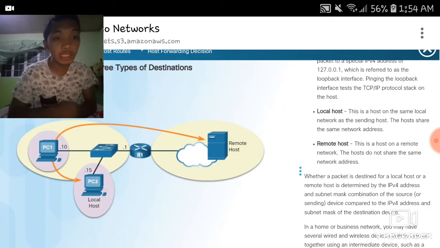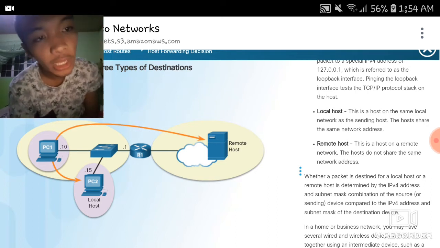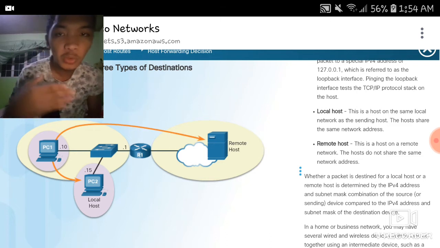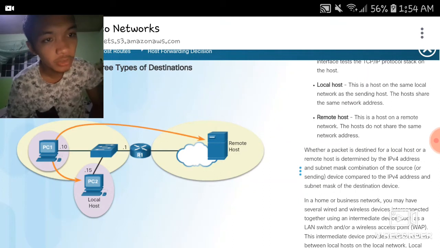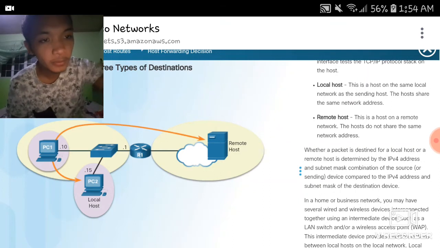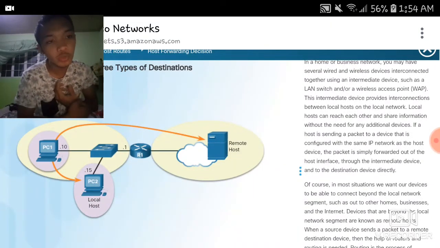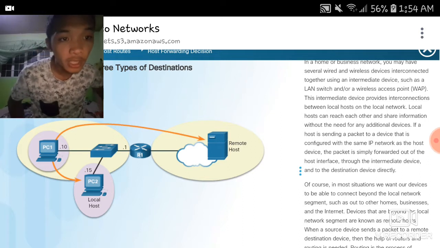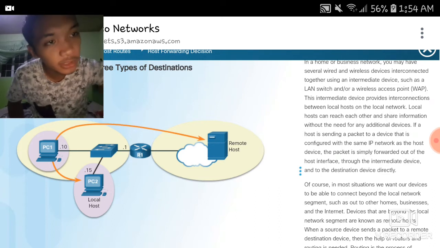Local host: this is a host on the same local network as the sending host. The hosts share the same network address. Remote host: this is a host on a remote network. The hosts do not share the same network address. The host must determine whether a packet is destined for a local host or a remote host. Of course, in most situations, we want our devices to be able to connect beyond the local network segment, such as to other homes, businesses, the internet, and other services.